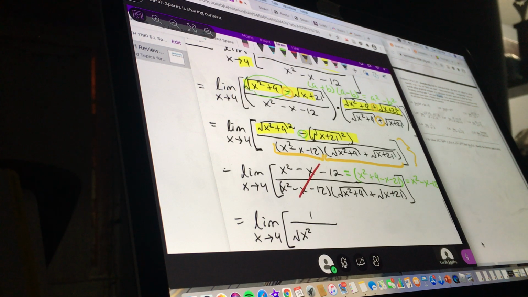After simplifying some, we see that our numerator is actually equal to x squared minus x minus 12, which is something that's in our denominator. If you have two things being multiplied in the denominator over the same thing in the numerator, you can cancel those things out. So now we're left with 1 over the square root of x squared plus 9, plus the square root of x plus 21.